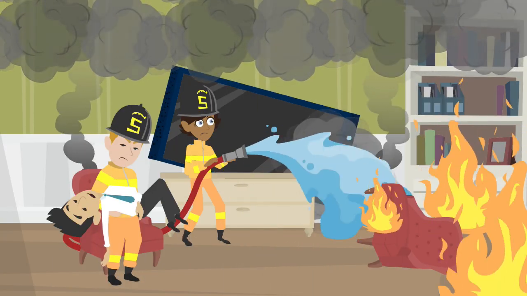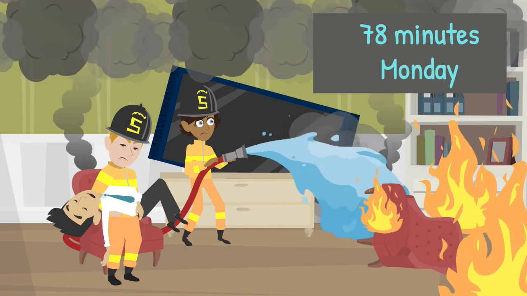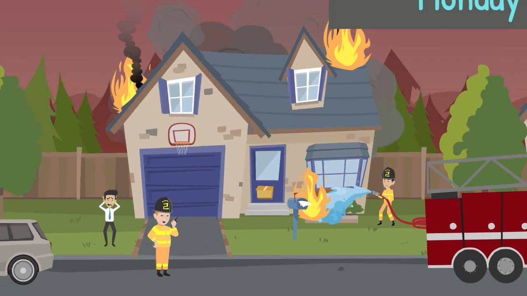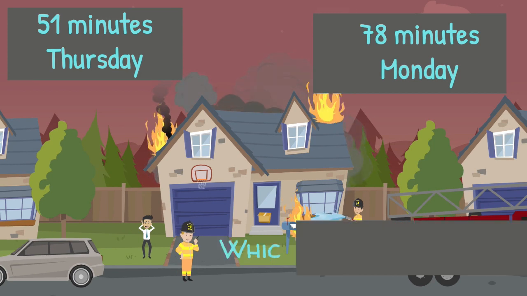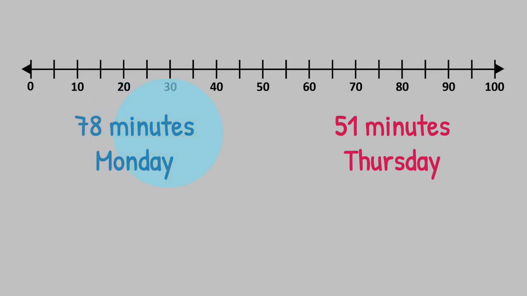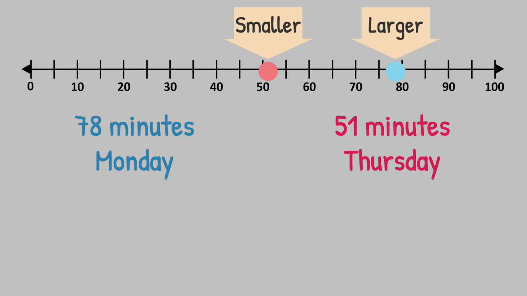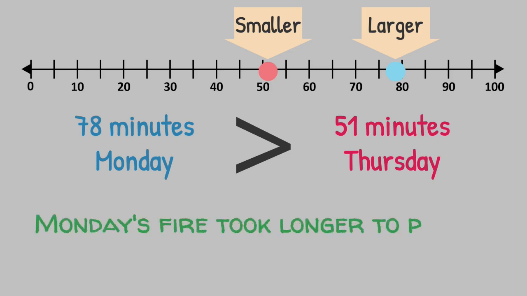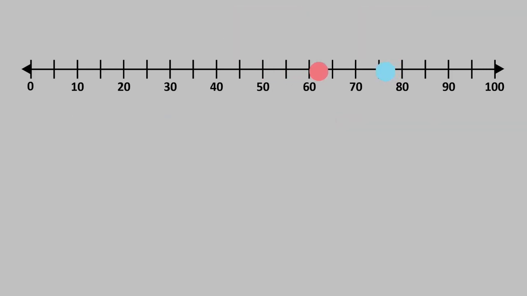Mike is a firefighter. It took his team 78 minutes to put out a fire on Monday and 51 minutes for a fire on Thursday. Which day took longer? To compare these two numbers, we can place them on a number line. The number that is to the left is the smaller number. The number that is to the right is the larger number. In this case, 78 is to the right of 51. Therefore, 78 is greater than 51. This means the Monday fire took longer to put out. By the way, if the two numbers are in the same place, then they are equal.